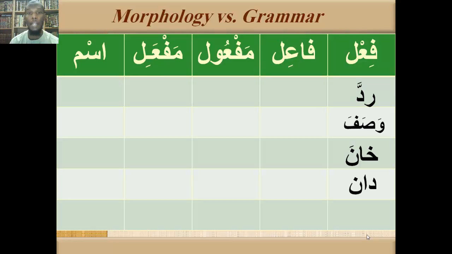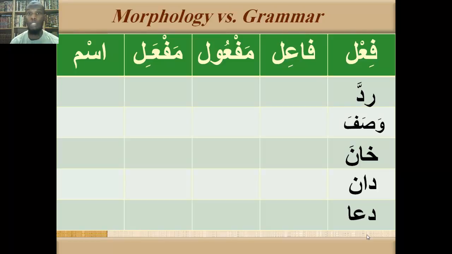Next we have dana. Now that aleph there is indicative of a ya. So dana is the past tense verb here. And the aleph, as we said, is indicative of a ya. And again, it is also ajwaf because the middle letter is a harf illa.